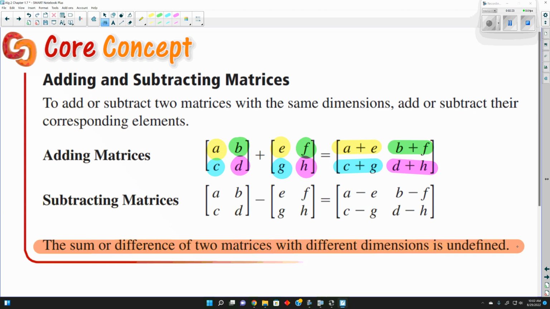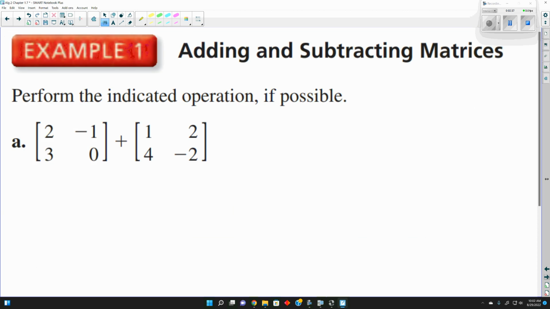Questions on this here? The main thing with all this is if they're the same dimensions, we can add or subtract corresponding elements. So when we look at this one here, what are the dimensions of these two matrices that we're adding? Right, so it's a 2 by 2 and a 2 by 2, yes? They're the same dimensions, so since they're the same, we can add.